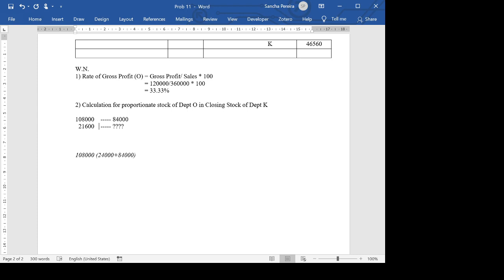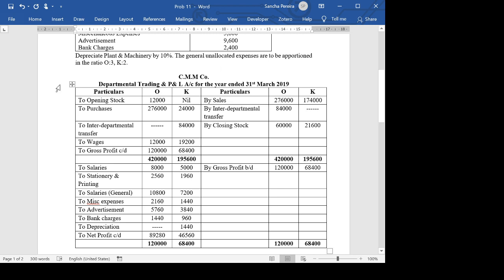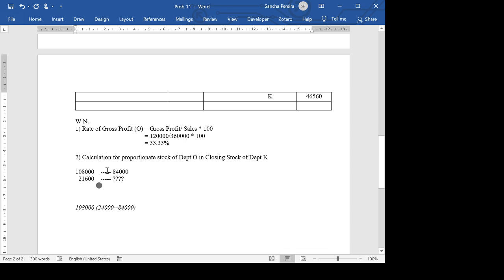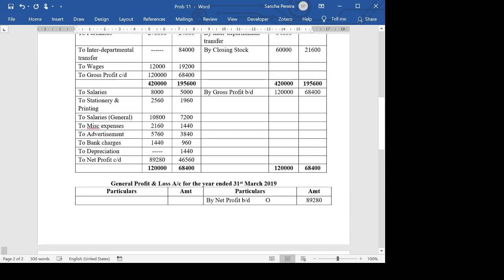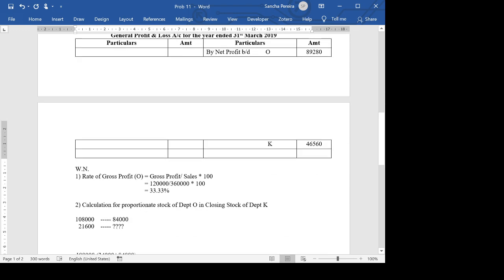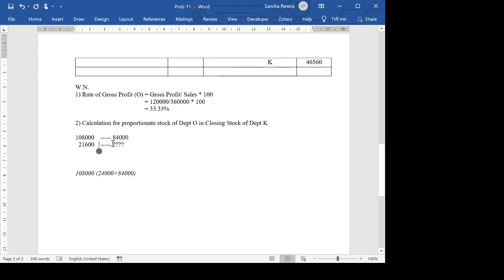So what did I do again? I checked the total. We are talking about the total stock that has come into K, through purchases from outsiders and through an interdepartmental transfer. That comes to 1,08,000. We know that out of 1,08,000, 84,000 has come in from O. Now the total closing stock of K is 21,600. Out of 21,600, how much will be the stock from O? You'll just have to cross multiply this.